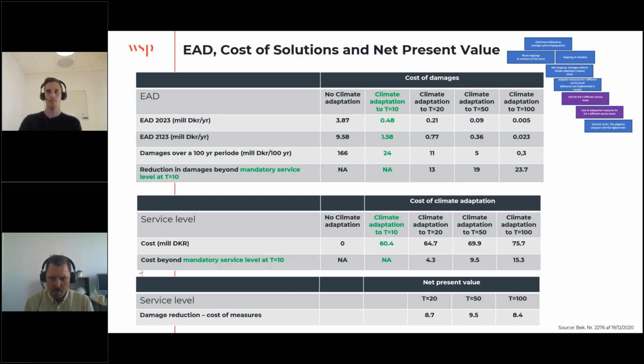So that is the cost of damages, and we may also look at the cost of climate adaptation. If we do the mandatory climate adaptation to a 10-year event, it will cost approximately 60 million Danish kroner. If we do it to a 20-year event, it will cost 64.7 million kroner. For a 50 years event, almost 70 million kroner. And we can look at what is the cost beyond the mandatory service level at a T return period of 10 years. And if we subtract these two, the damage reduction minus the cost of measures, we will find the net present value for these different climate adaptation solutions on these different service levels.